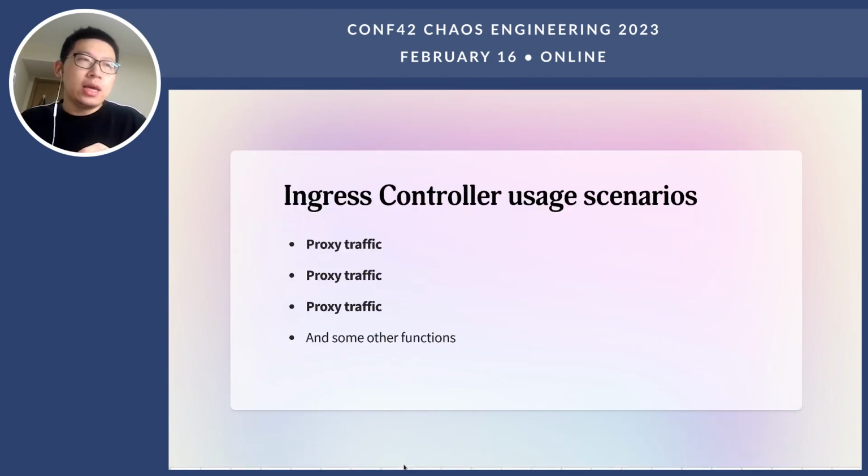Okay, let's see the main usage scenarios of the Ingress controller. Proxy traffic is the most important capability, so I wrote it 3 times. The other functions are all based on the core functions. Consequently, when conducting chaos engineering, normally proxy traffic is the key metric.